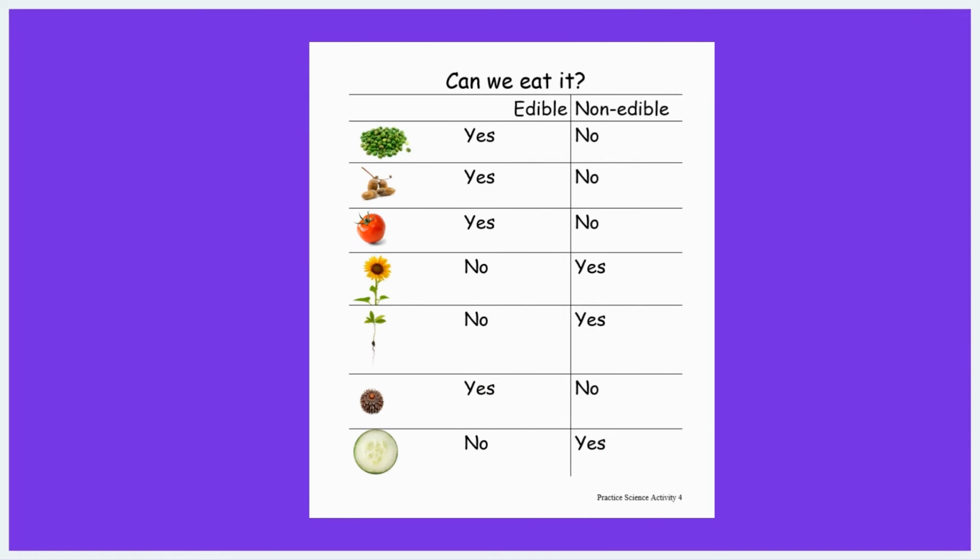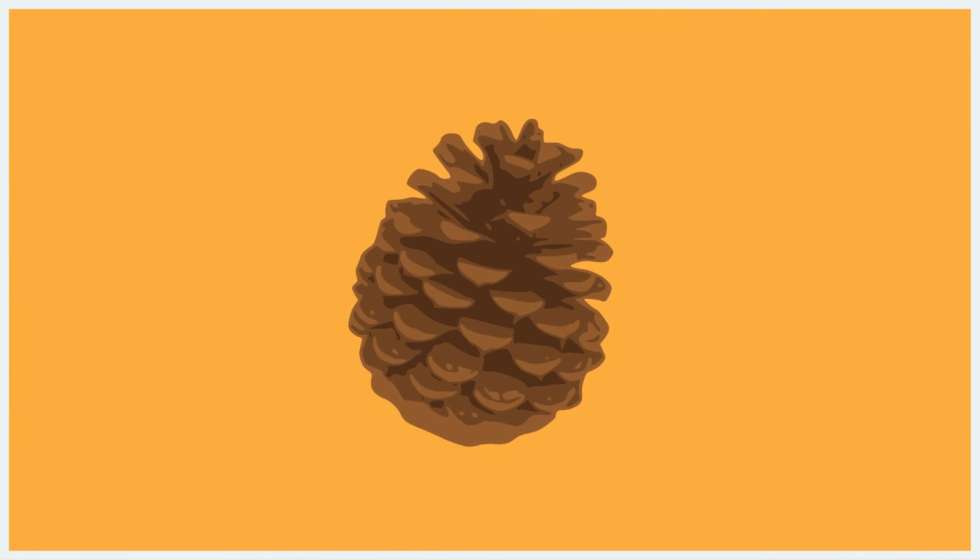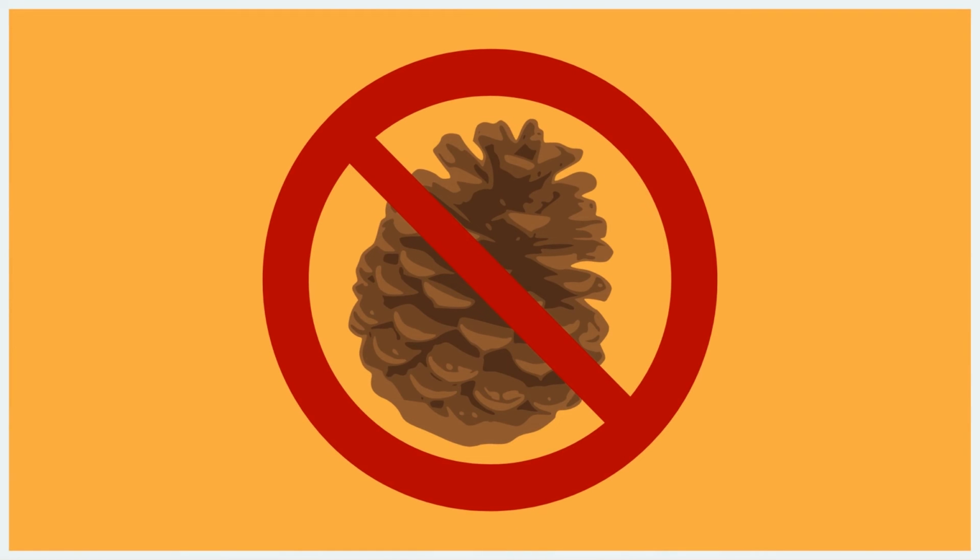Create a documentation panel to record children's responses about whether or not each of the edible and non-edible things from this activity can be eaten. Be sure to explain that not everything is edible. For example, we cannot eat pine cones.